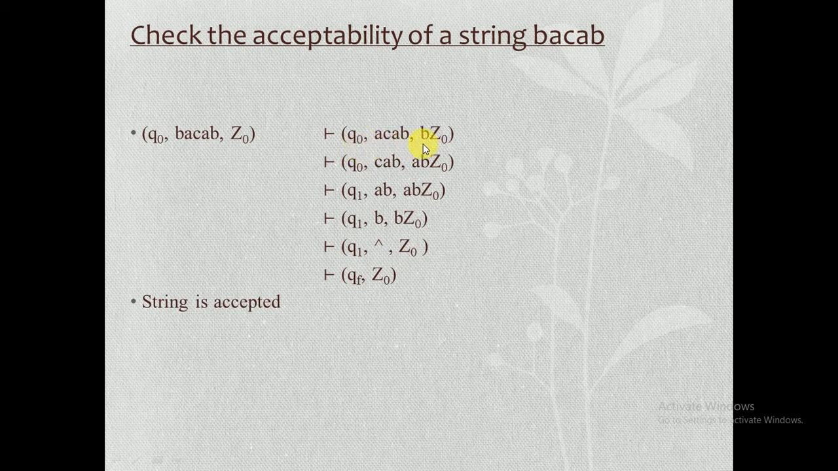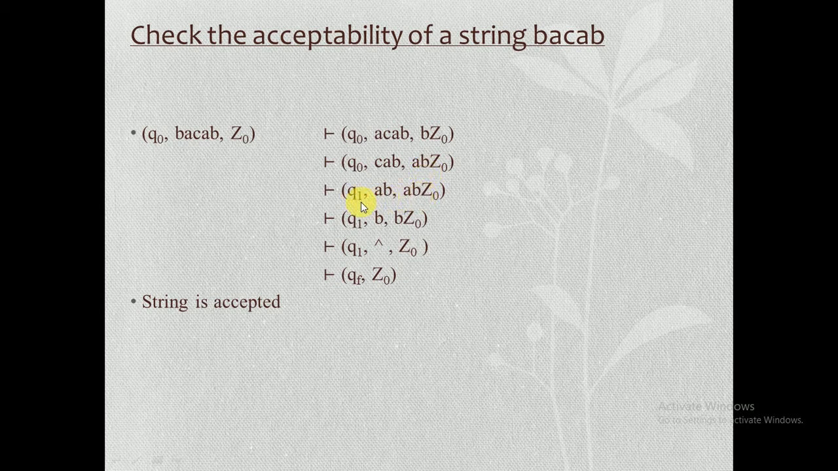So it says that a will be pushed onto the stack, but a will be removed from the input. So ultimately it becomes q0, cab, comma, abz0. So on encountering the new symbol, that is c, the third symbol, first of all you need to change your state from q0 to q1, and that c will be removed from the input, but this c will not be pushed onto the stack, right? So whatever you have in your stack, it will remain the same, that is abz0.